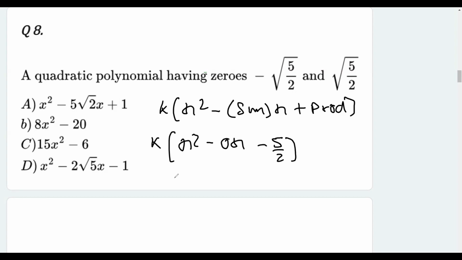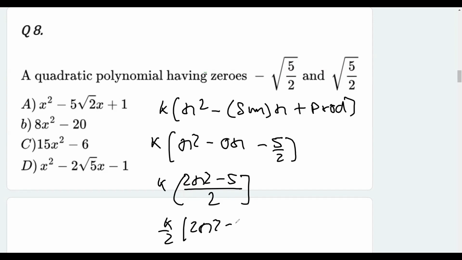Now, if I simplify it further, you can see that it is 2 times (x square minus 5/2), where I've taken the LCM. So this is equal to k. Now, if I compare this with the options given here, you may see that it does not match any of the options. But at least we can figure out that these two cannot be the correct options, as we have only two terms here.